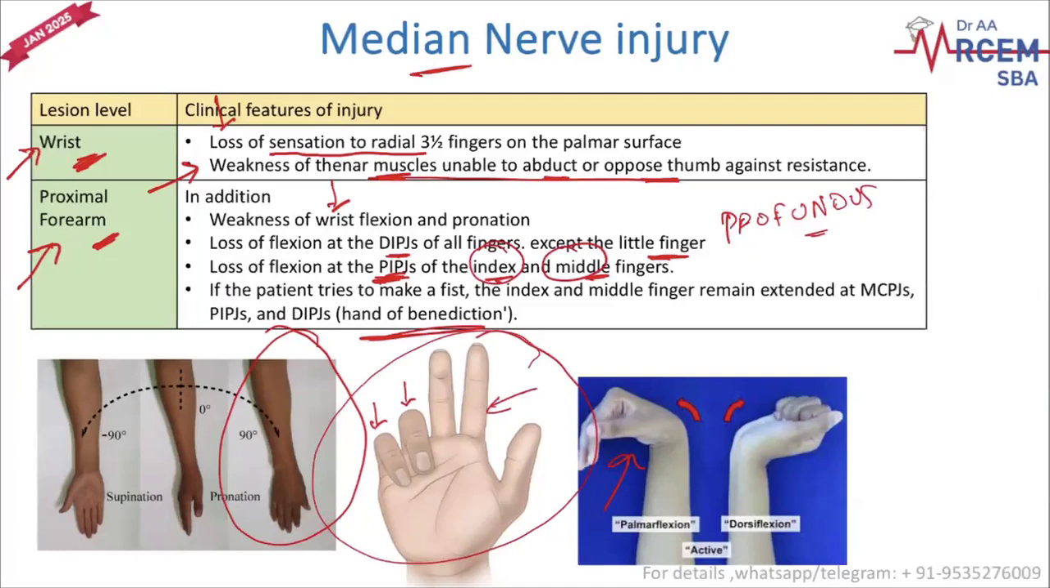This Benediction sign is only seen, remember this, when you ask them to make a fist. If you're not asking them to make a fist, it appears like a normal hand like yours and mine. When you ask them to close their fingers and make a fist, they'll not be able to flex at the proximal interphalangeal joint and the distal interphalangeal joint. That's why it remains erect. That is very important for you.